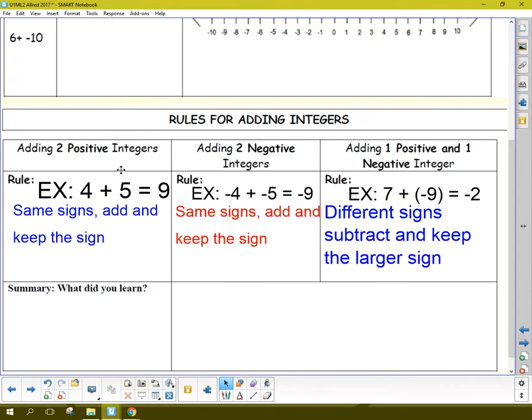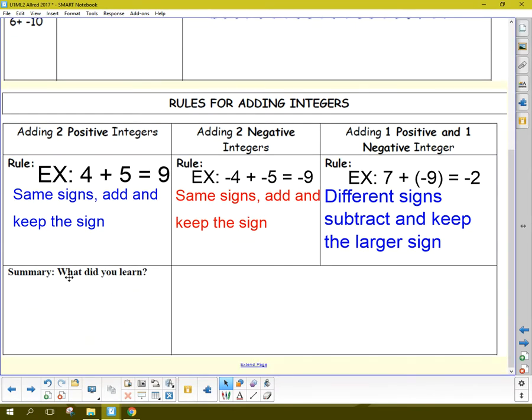So you got 3 different rules. If you add 2 positive numbers, you're going to keep the sign, add them up. You add 2 negative numbers, keep the sign, add them up. If you have a positive and a negative and you're adding them, you got different signs, so you're going to subtract them and keep the larger sign. Those are the rules for adding integers.